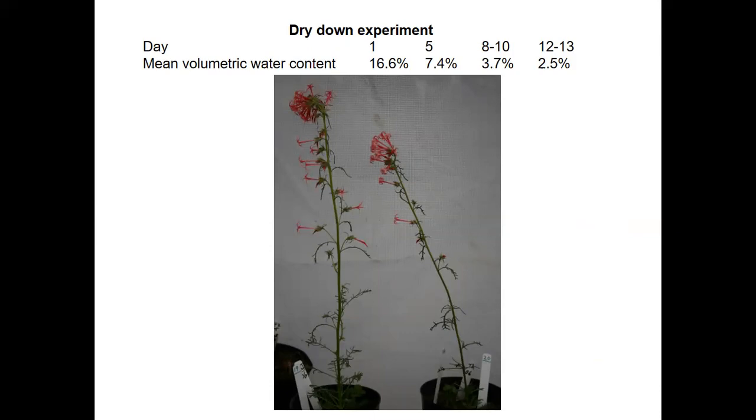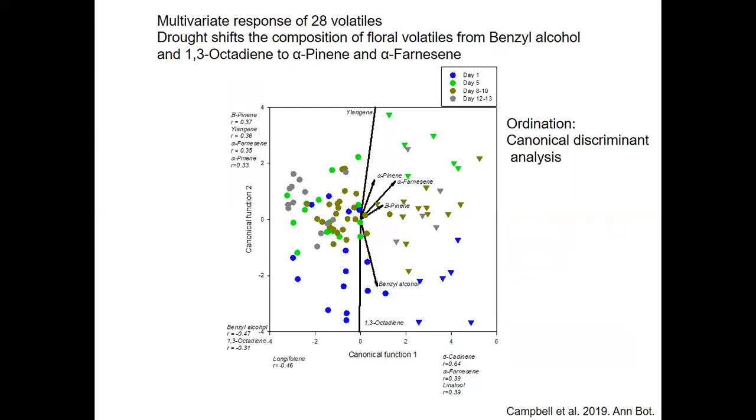Okay, so what I'm going to show you then are some data from an experiment in which we have measured plants at 4 different points in time as soil moisture declined. So we simply didn't water the plants over this period. At day 1, the water content in the soil was around 17%. By the end of the experiment, it was down to 2.5%. So we have 4 different points in time, and we're going to compare the composition of volatile compounds among those 4 groups.